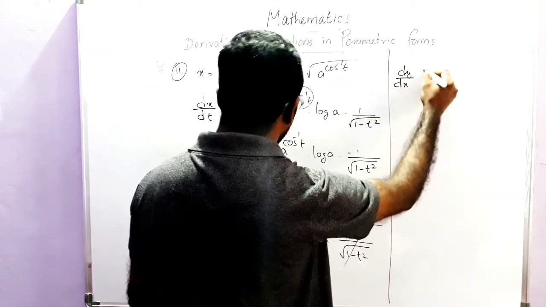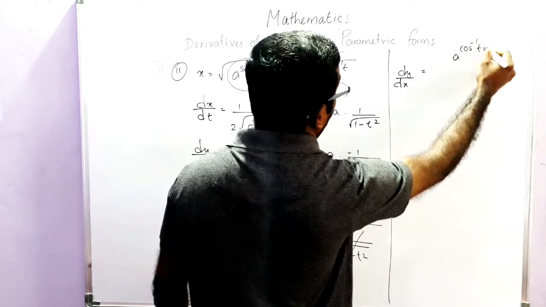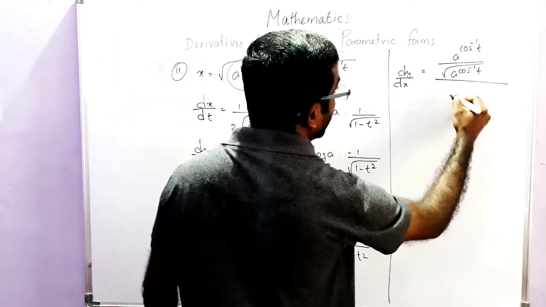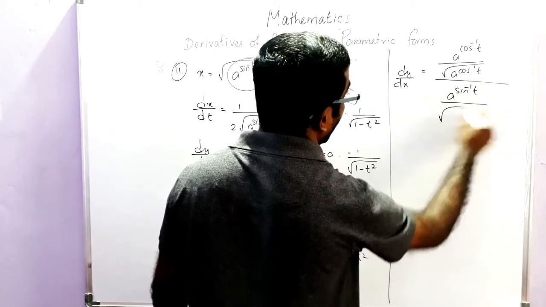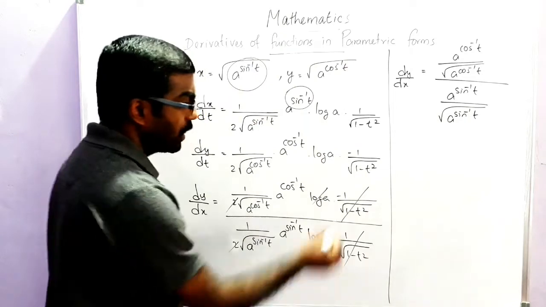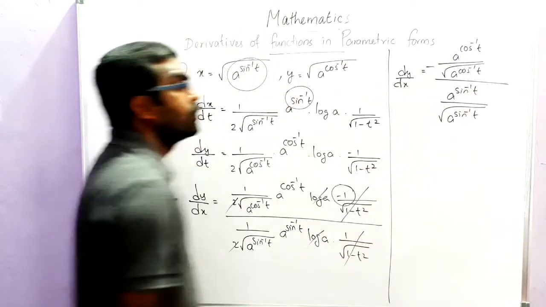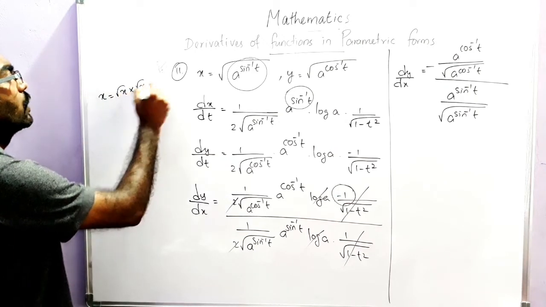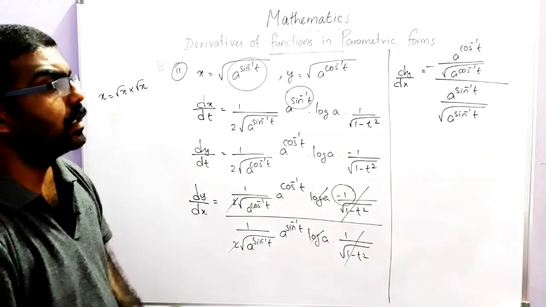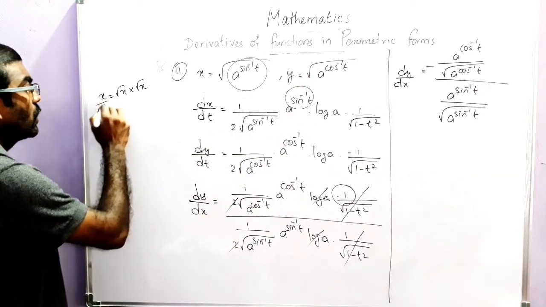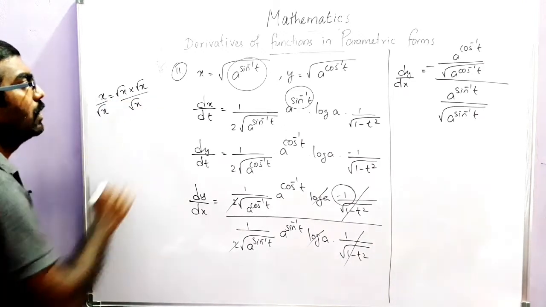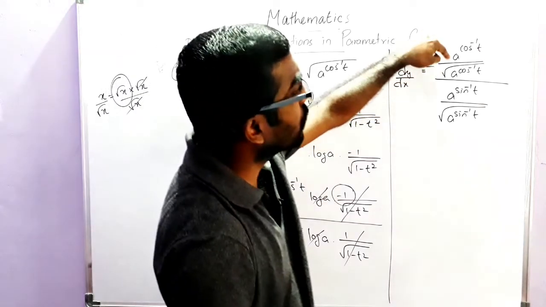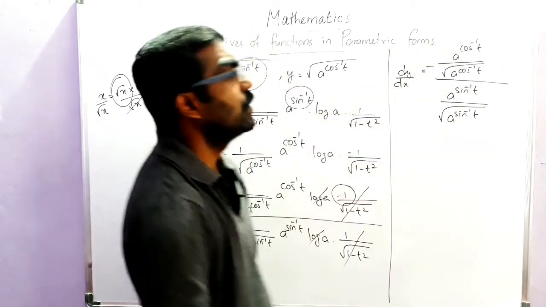Now the remaining terms are dy by dx is equal to a raised to cos inverse t divided by root of a raised to cos inverse t, by a raised to sin inverse t divided by root of a raised to sin inverse t, and here there is a minus sign that we can write here. Okay, and we know x can be written as root x into root x, which becomes x. Here it is given in the form x by root x. So one root x gets cancelled and the remaining is root x.